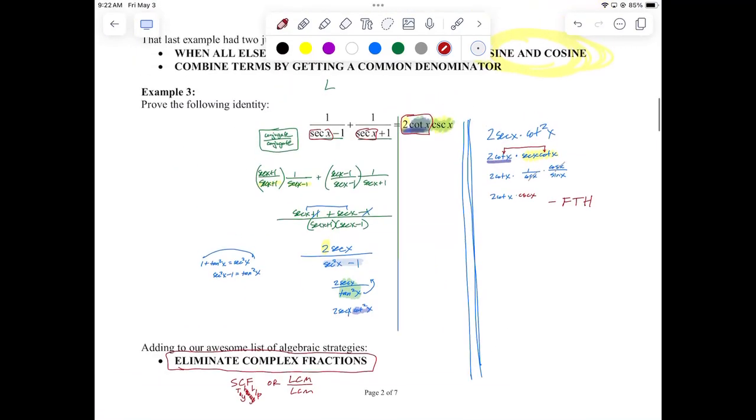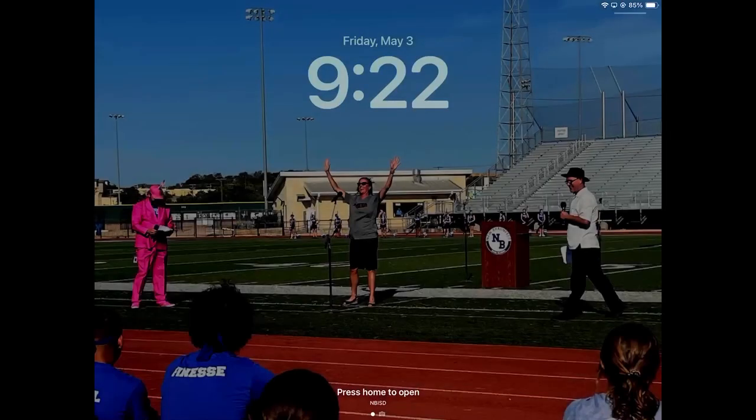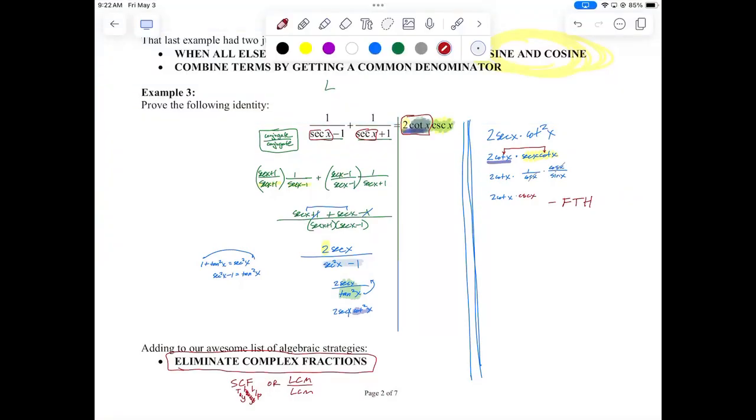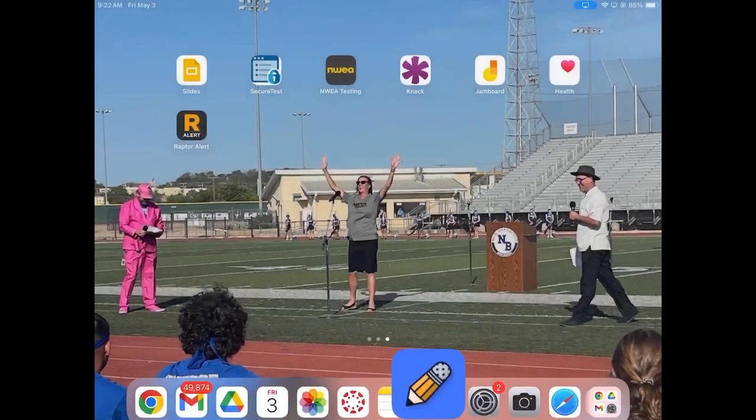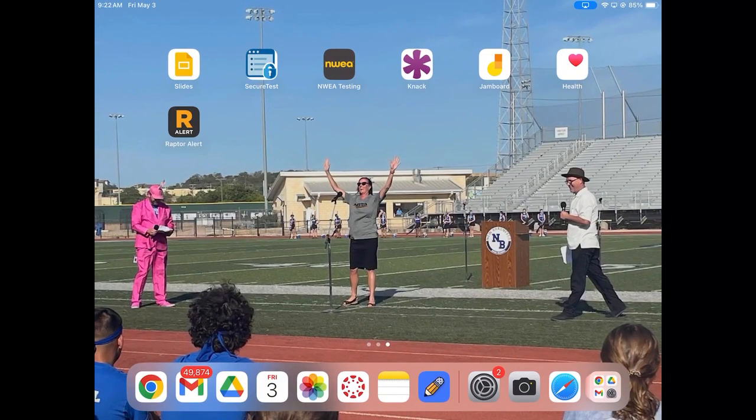All right. Any comments or questions on example 3? Now, any questions on 3? You see what that goober wore on the left? You see what he wore in front of the whole district?